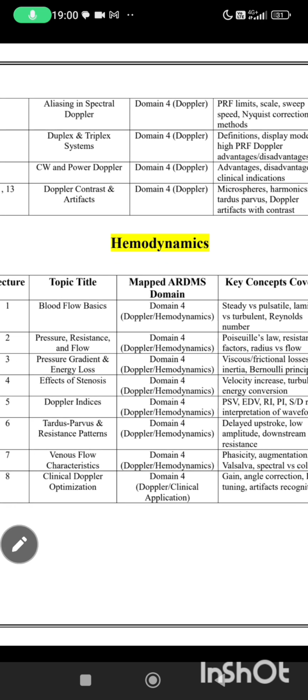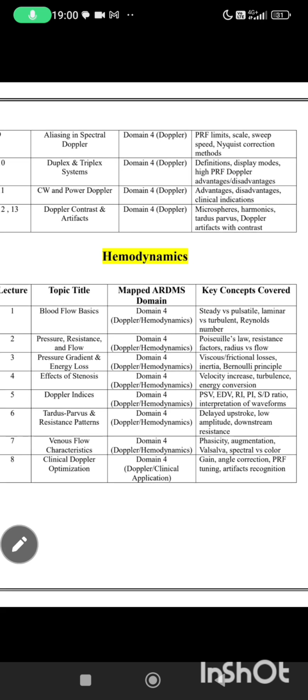Then aliasing, a super important section. Then there is the duplex and triplex difference. The CW and pulse wave Doppler difference is very important. Then there is power Doppler. It is used to display very slow velocity flow. There is no aliasing in power Doppler. Unlike other Dopplers, it does not depend on Doppler shift. It depends only on the amplitude or strength of the signal.